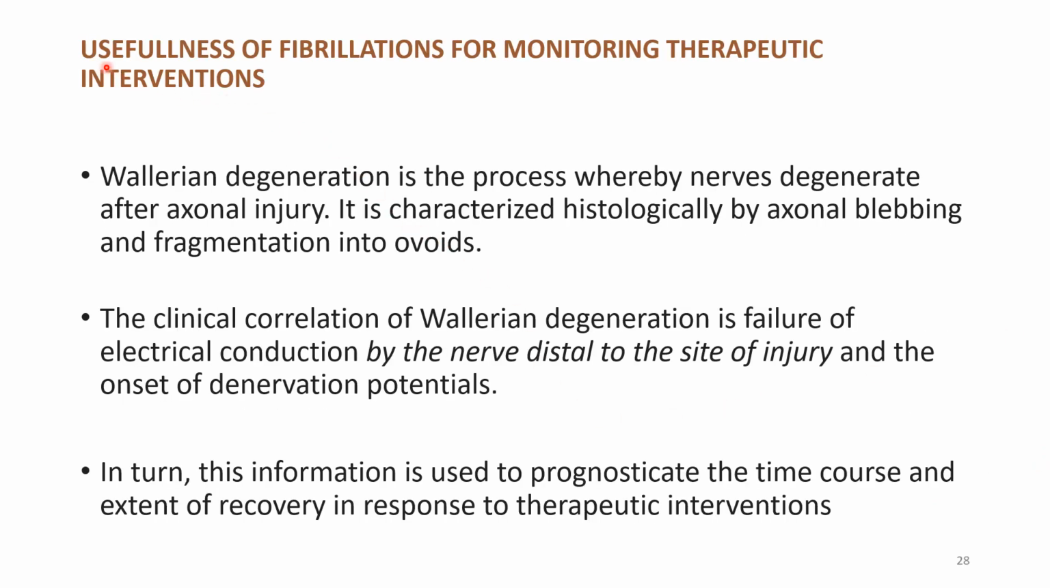Next, coming to usefulness of fibrillations for monitoring therapeutic interventions. You see this Wallerian degeneration. In this Wallerian degeneration, it is a process whereby nerves degenerate after axonal injury, and it is characterized histologically by axonal blebbing and fragmentation into ovoids. So the clinical correlation of Wallerian degeneration is a failure of electrical conduction by the nerve distal to the site of injury and the onset of denervation potentials. In turn, this information is used to prognosticate the time course and the extent of recovery in response to therapeutic interventions.